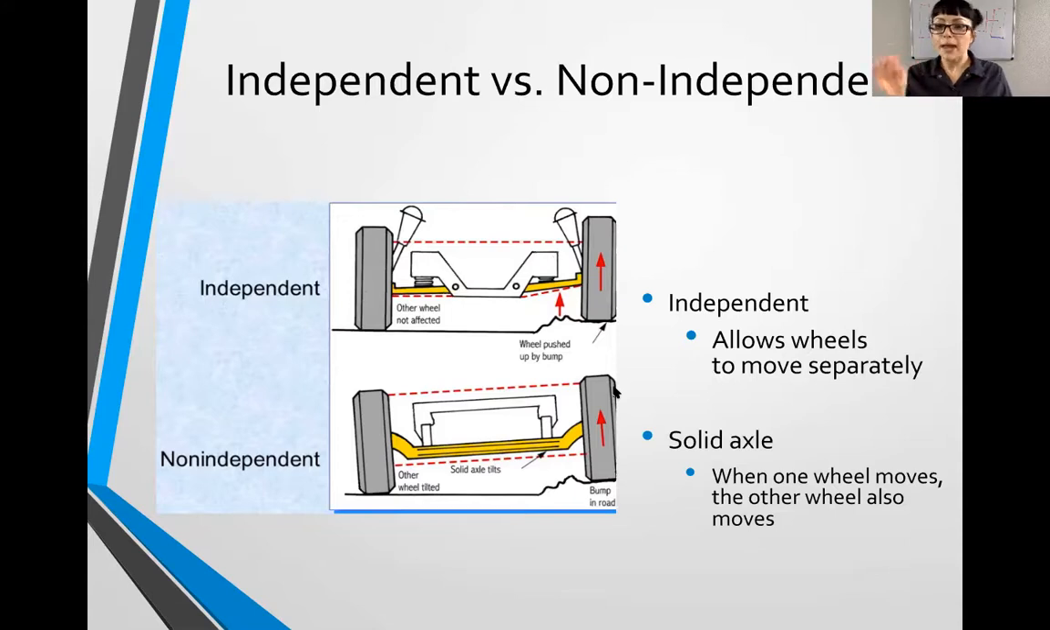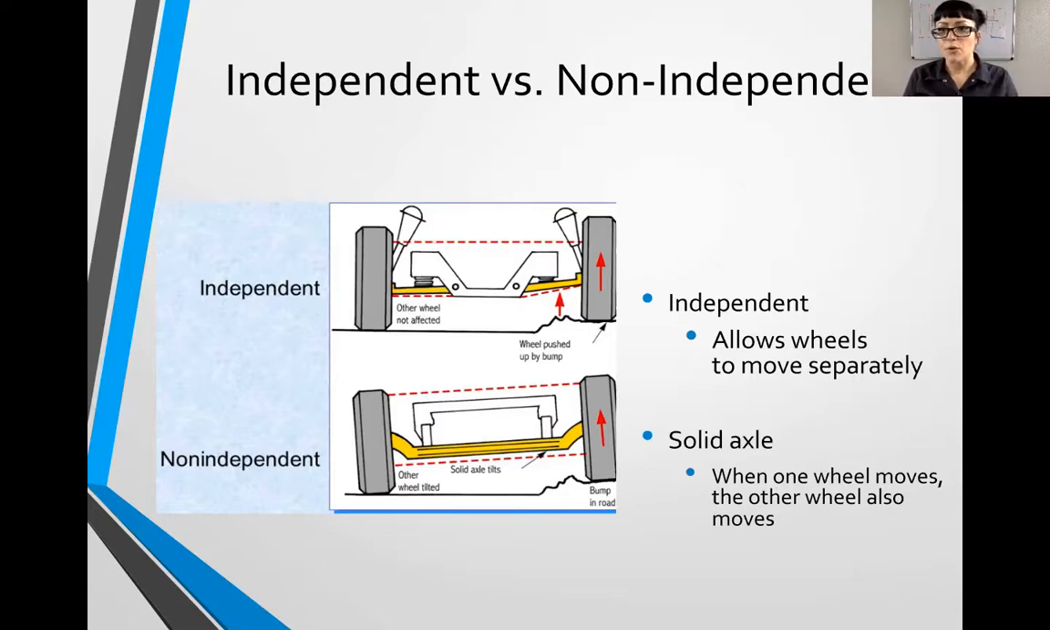On a non-independent, also known as solid axle, the connection from one side to the other is simply solid. So if one side moves, everything tilts, and that's a problem, right? So if I hit a bump in the road, then the other tire is going to lean over and get my positive camber going, and I'm going to lose some traction there. And so that's sort of an issue if we're talking about cornering performance.